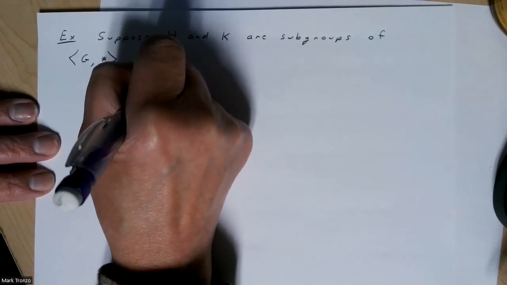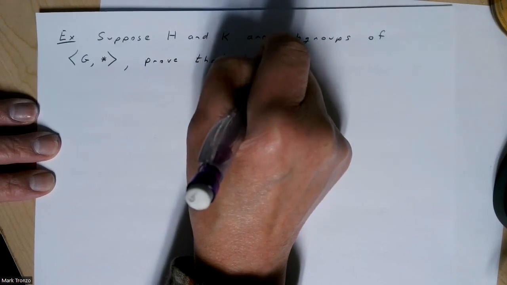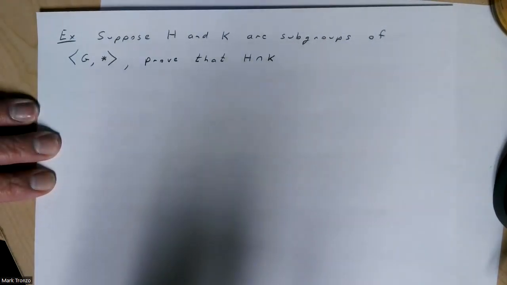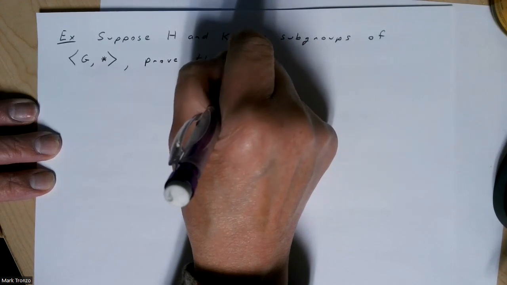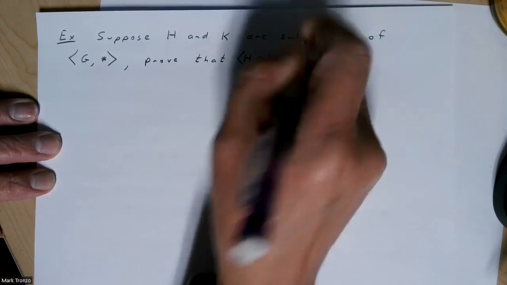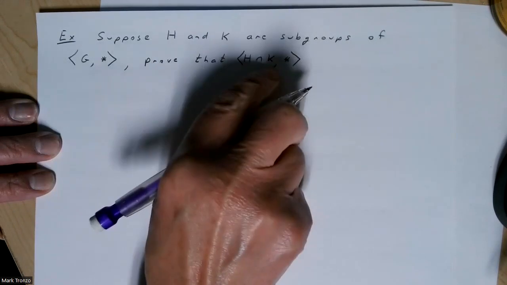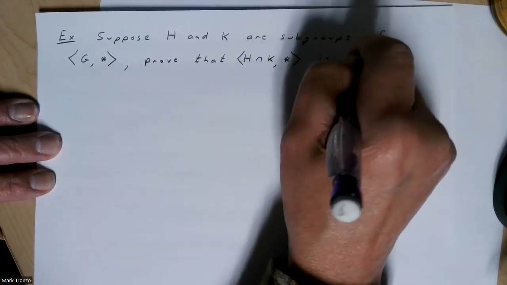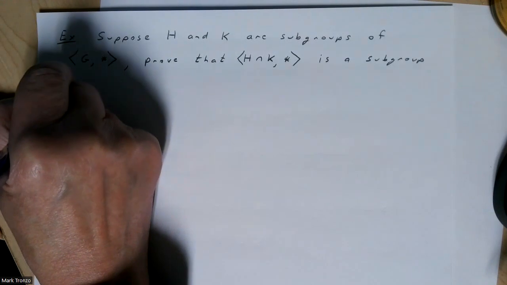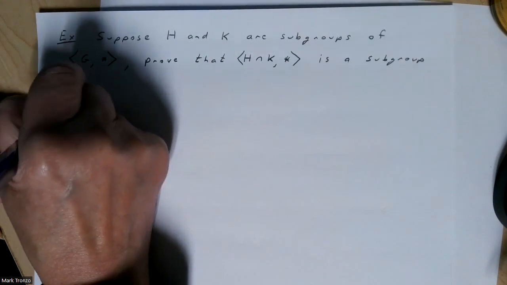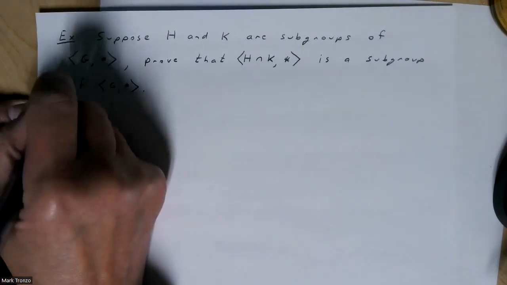Prove that H intersection K, again, we're assuming under the same binary operation, but a lot of times they'll just say this, but technically what it really means is this: the intersection of H and K under the same binary operation as G is a subgroup of G.